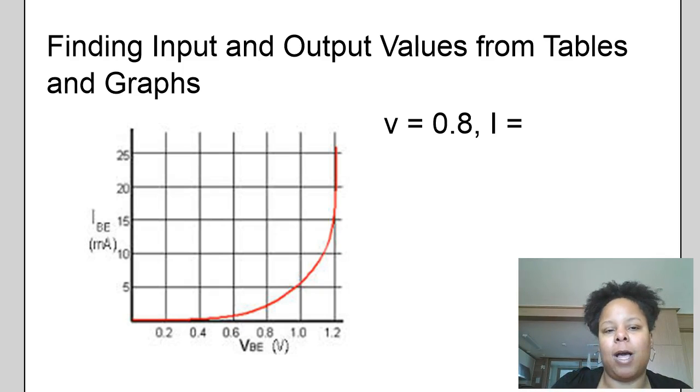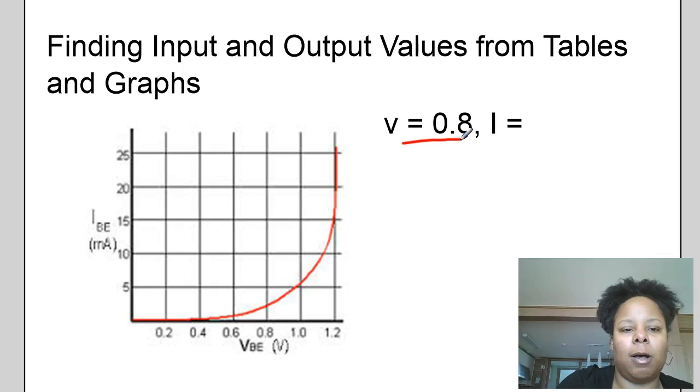So let's say, for example, I know that I want to find the resulting output for when V is equal to 0.8. Well, I call it the vertical line test.